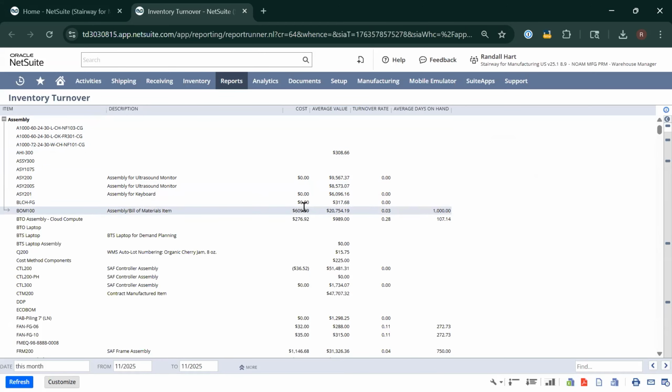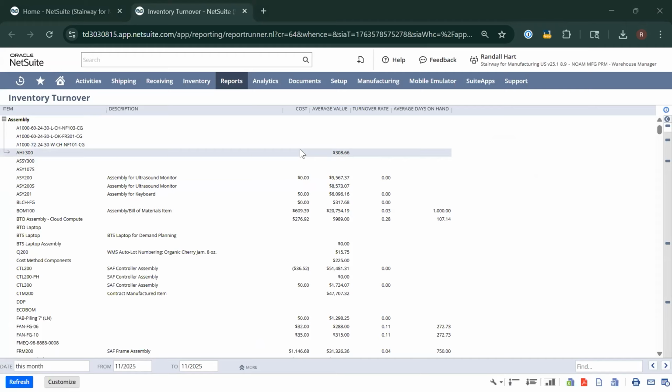Funny enough, a client actually pointed out to me earlier today that if you end up with zeros, it doesn't necessarily mean that this report is wrong. What it means is that we've had no COGS impacting transactions in this current time period. So this AHI 300, we haven't fulfilled any, because that's where COGS hits in NetSuite. So our turnover rate on this is nothing because we've not fulfilled any. You can see for our BOM 100, we've fulfilled about $600 worth, still have about 20,000. So our turnover rate is 0.03.